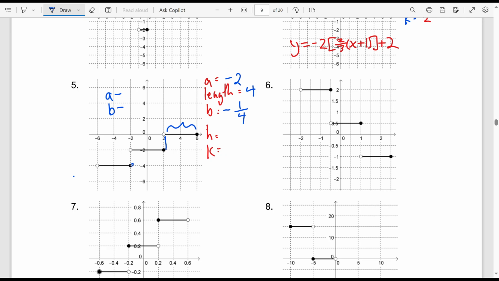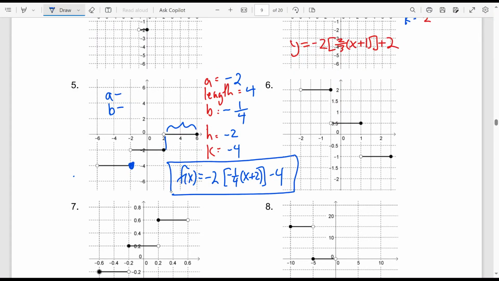Now I'm going to, at random, just choose one. I usually go bottom left if I can, the first one I see there, and then have -2 and -4. So what would this rule be? F of x is equal to -2, -1/4 x plus 2, because it's always the opposite, minus 4. Now I'd be able to use this rule for like a long answer word problem. But that's basically it in a nutshell.